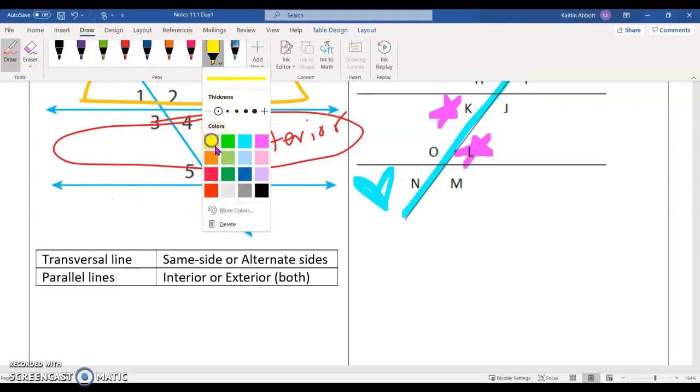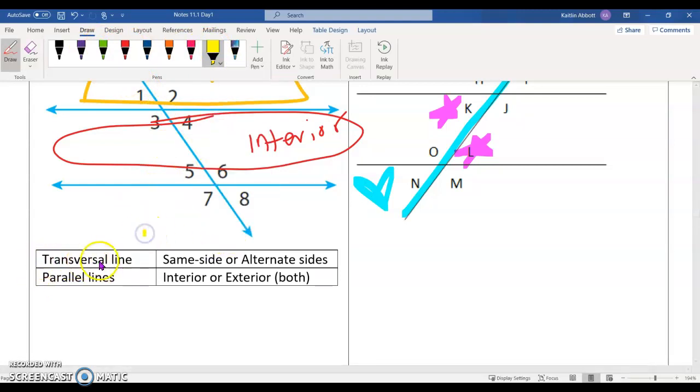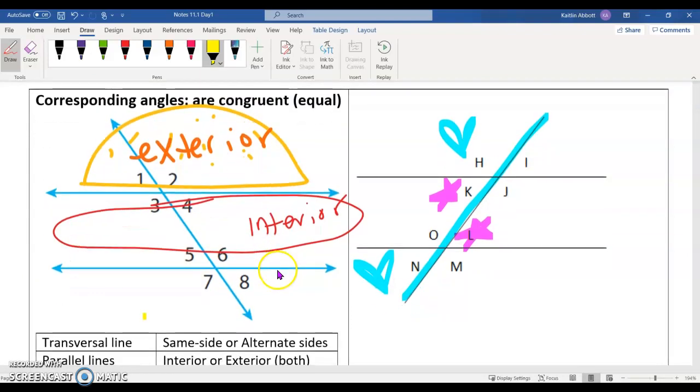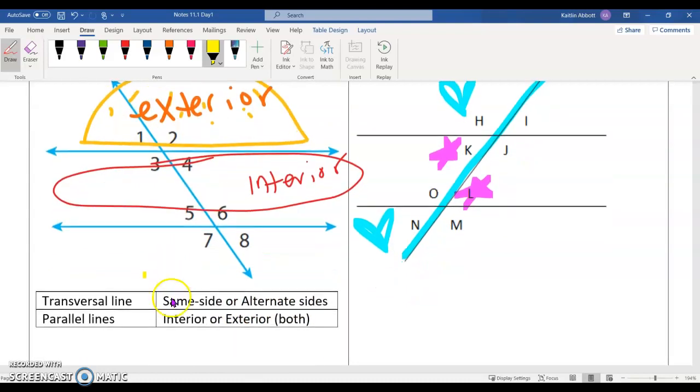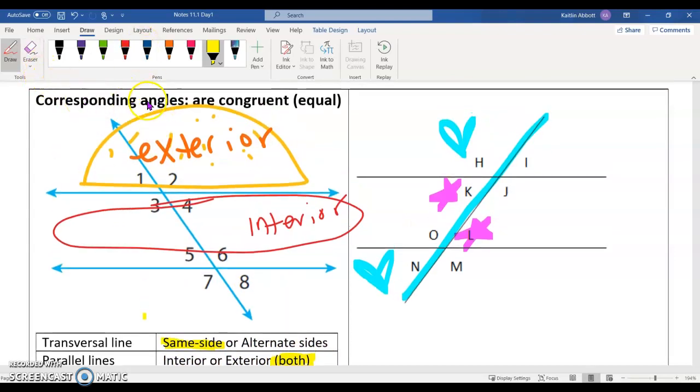Alrighty, so when we talk about the transversal line, we need to see if they're the same side or alternate sides. So corresponding angles are going to be on the same side of the transversal. And then are they interior, exterior, both? These ones are actually going to be both. So examples of corresponding angles.